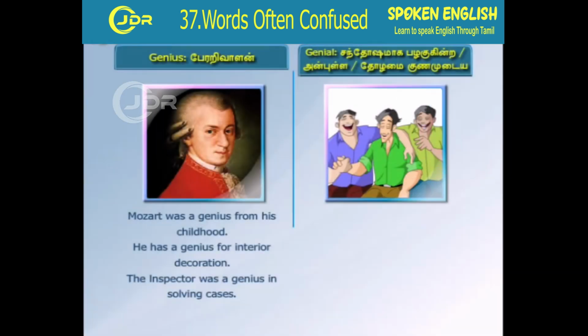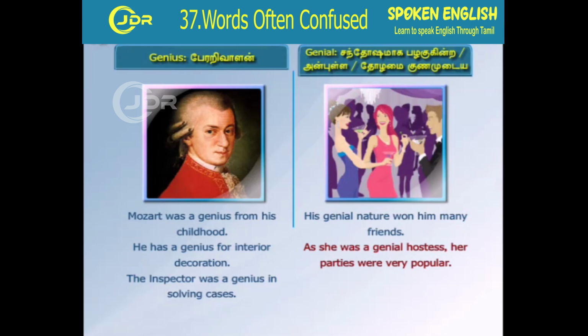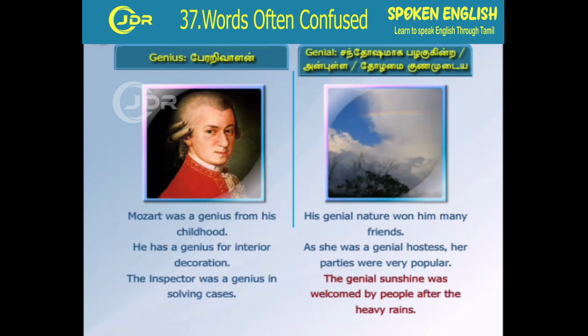Genial, சந்தோஷமாக பழகுகின்ற, அன்புள்ள, தோழமை குணமுடைய. His genial nature won him many friends. As she was a genial hostess, her parties were very popular. The genial sunshine was welcomed by people after the heavy rains.